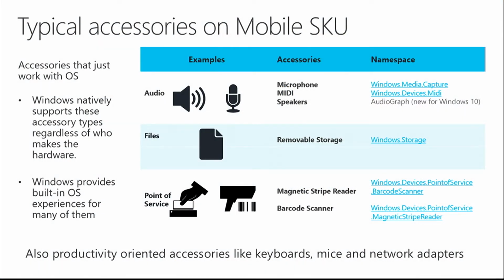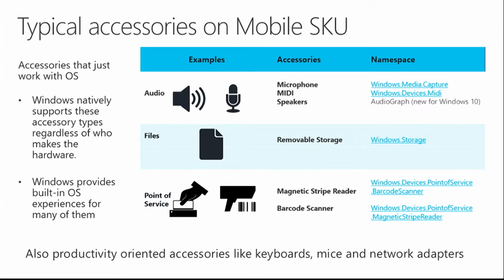So this slide basically covers the types of typical accessories that the mobile SKU supports natively. Typical accessories have APIs and built-in device drivers in the OS that standardizes commands and responses across vendors. For example, flash drives or microphones from different manufacturers, or a credit card reader from manufacturer A and manufacturer B. The key is that you can develop one app that works regardless of those things.